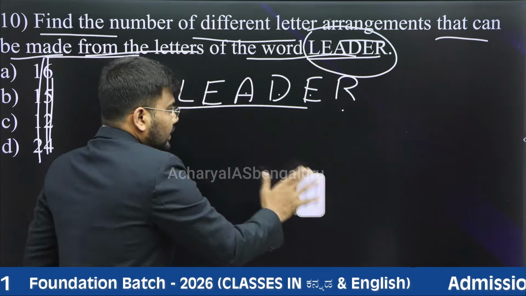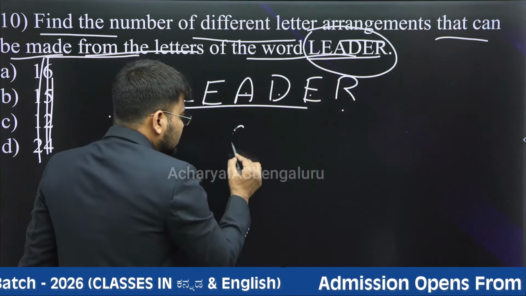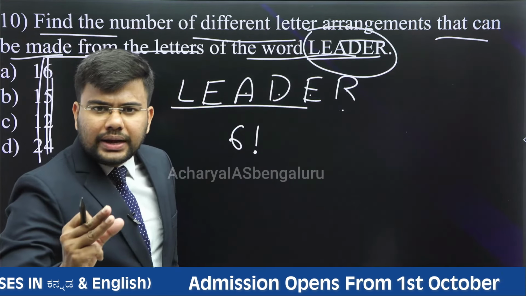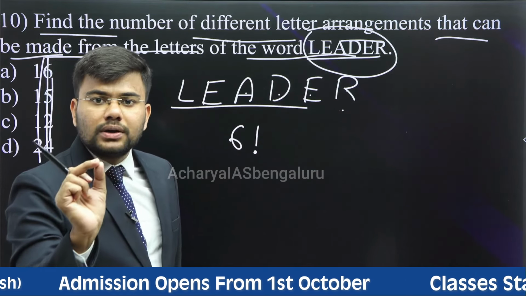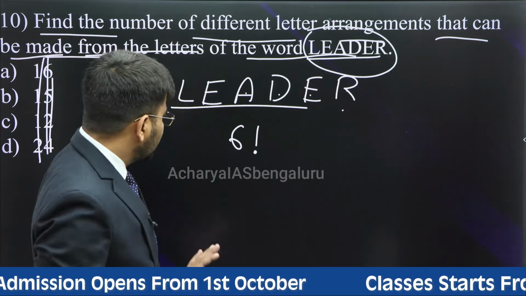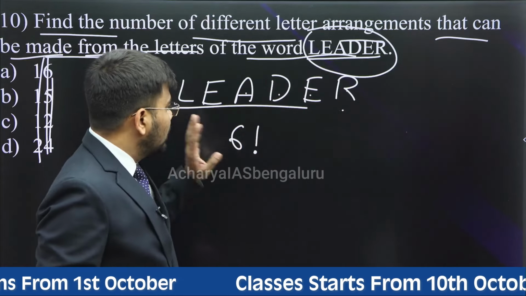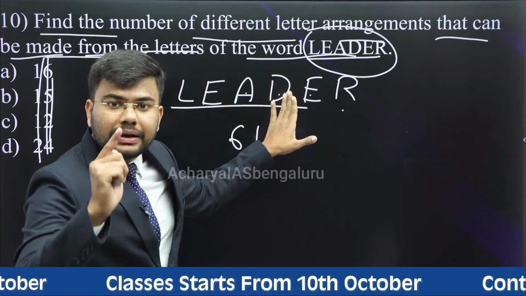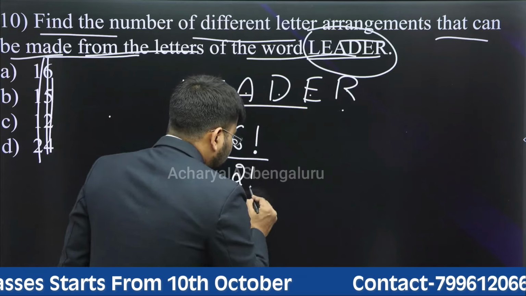Now, come here. Sir, nothing you do. Just count the number of letters. That is 6 factorial ways I can arrange. I have told you the second type of question. In the second type of question, in the data, there will be repetition of numbers or digits. Here, look here. How many letters are repeated? 2 letters are repeated. Which are those 2 letters? E, E. These are the 2 letters which have been repeated. Hence, divided by what? 2 factorial.